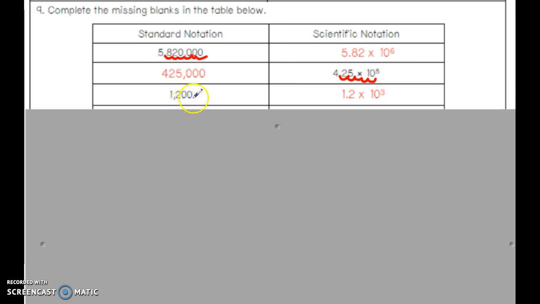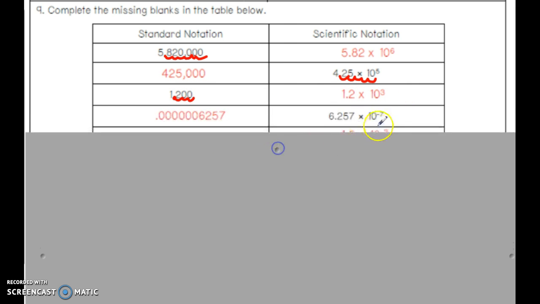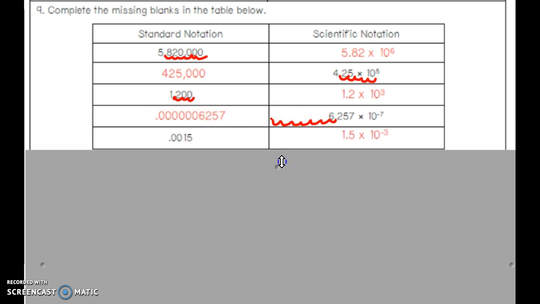In this case, we needed to move our decimal point 3 places to get it between the 1 and the 2. It's a positive large number, so that's why we have a positive 3 exponent. For this one, we needed to move the decimal point 7 places to the left. Moving it in front of the 6 takes up 1 spot, so after that we should have 6 placeholder zeros in front of it, and then the digits.